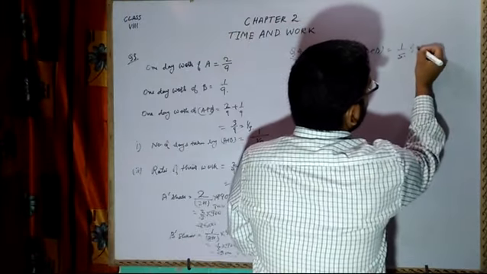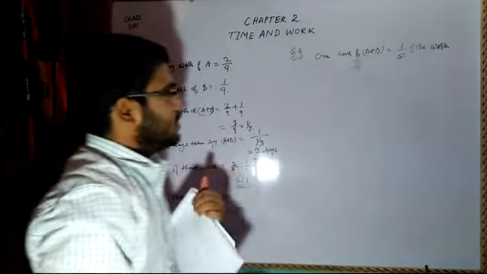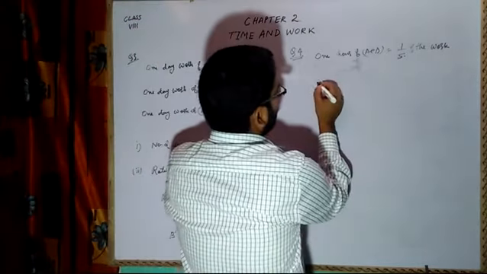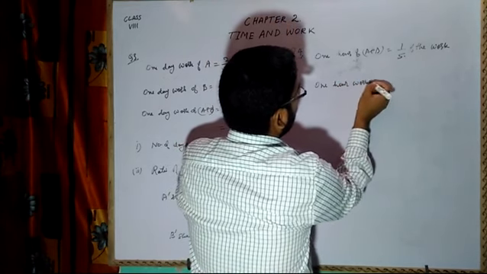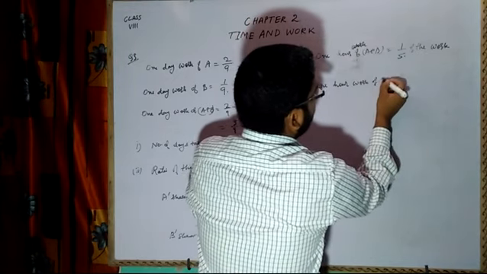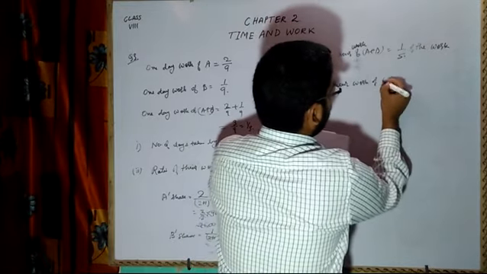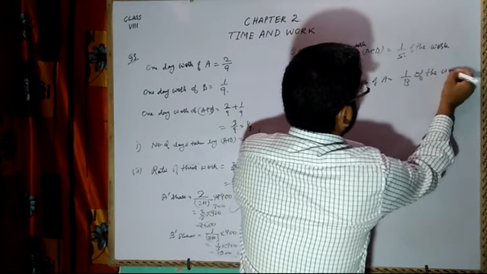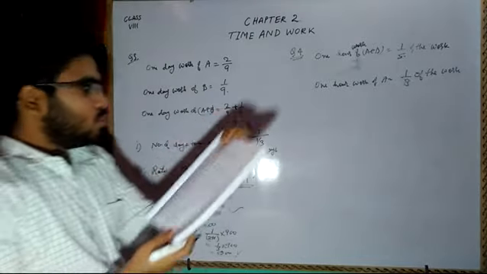1 by 5 of the work. Now A alone can do it in 8 hours. So 1 hour work of A is equal to 1 by 8 of the work. Now here we have to find how long B will take to do the job.